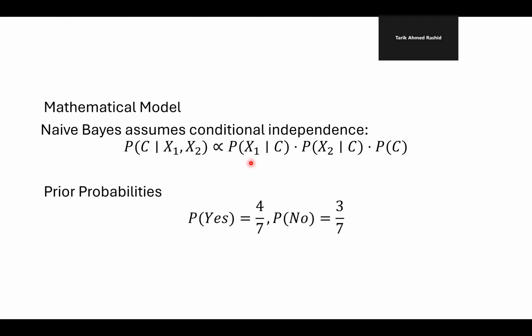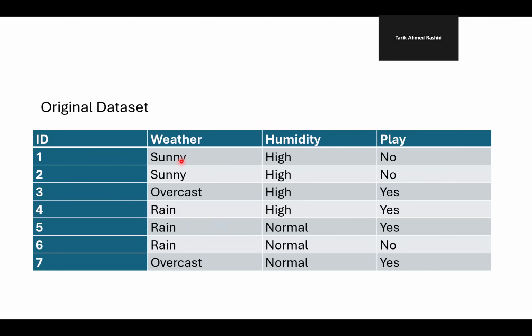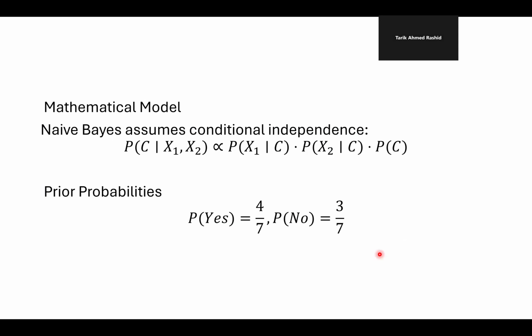So the mathematical model will be finding the probability for feature 1 given the class, and finding it for all features and multiplying them by the probability of the class, whether that class is yes or no. So here, the probability for yes: on those samples, we have 4 samples for yes, 1, 2, 3, 4, and we have 3 samples for no, 1, 2, 3.